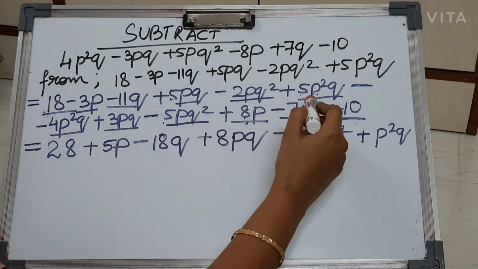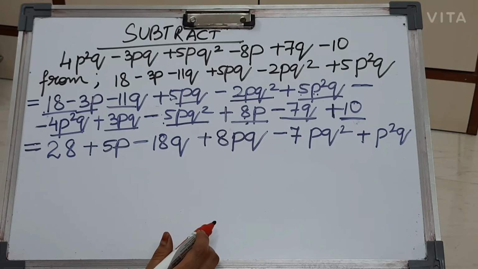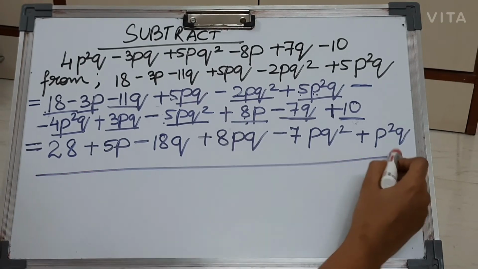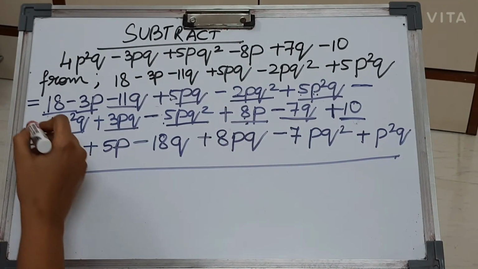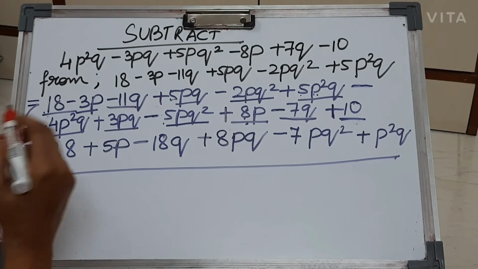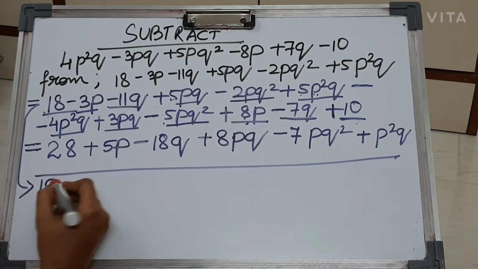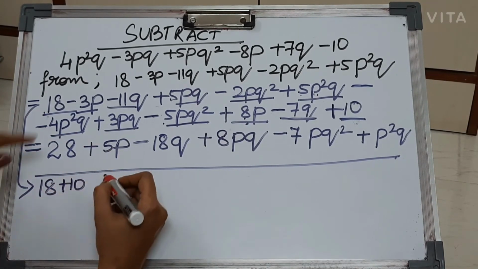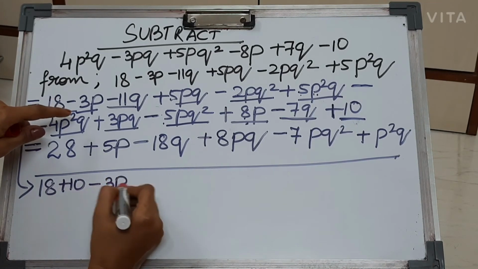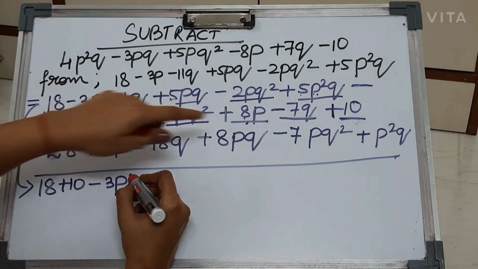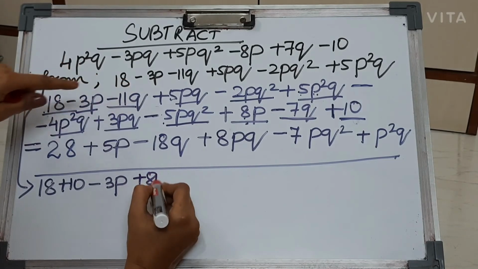Now this and this is also done. So what is the answer here? This is the answer. For this, again I will teach you the step. 18 plus 10. Then minus 3p. What we have to do before is minus 3p plus 8p.